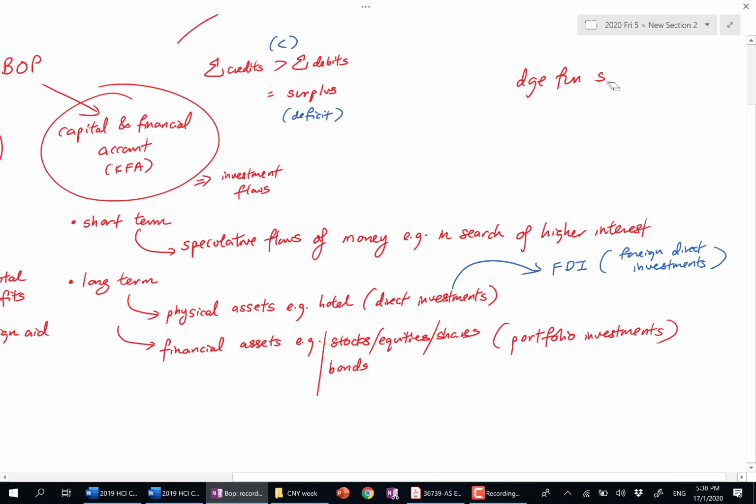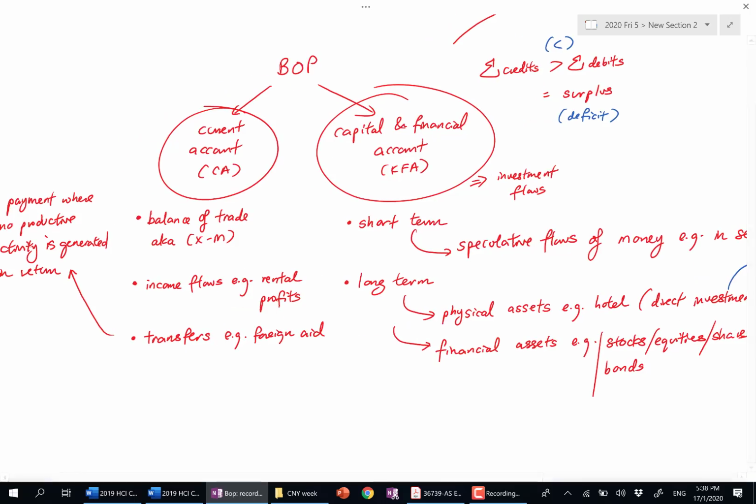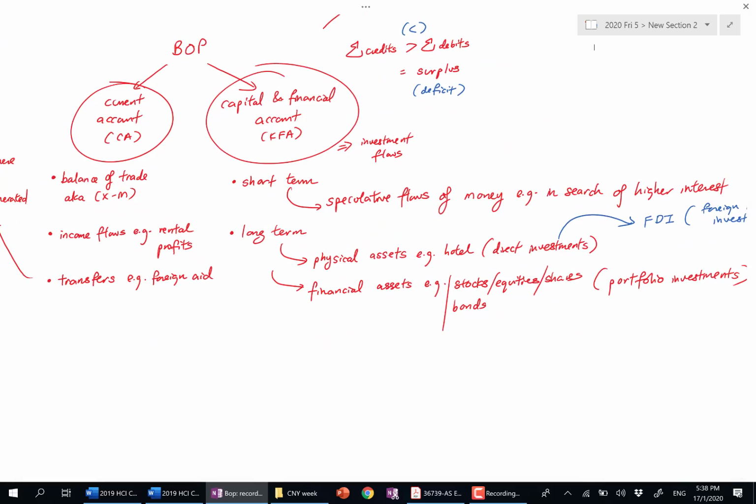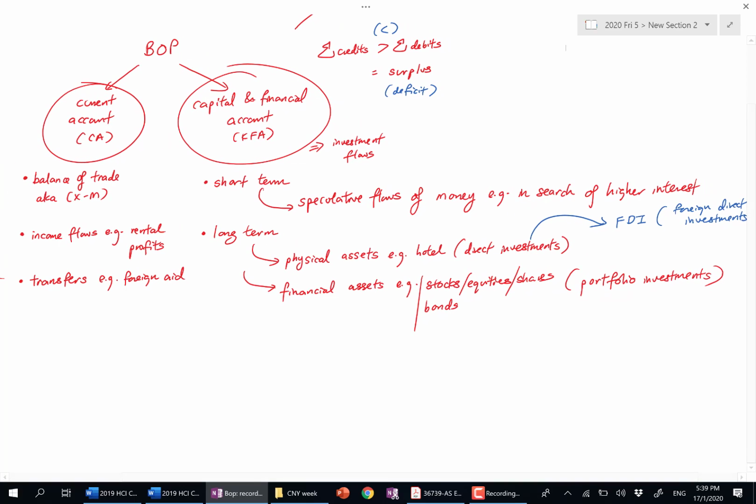Okay? So this is a short introduction to your balance of payments. They are not current because they are investments, so they take a little bit of time. That's not the legit explanation, it's just my easy way of remembering it.